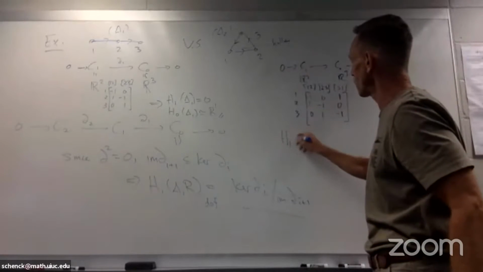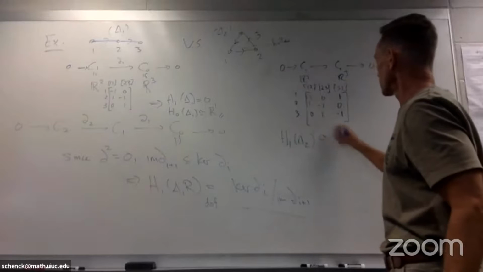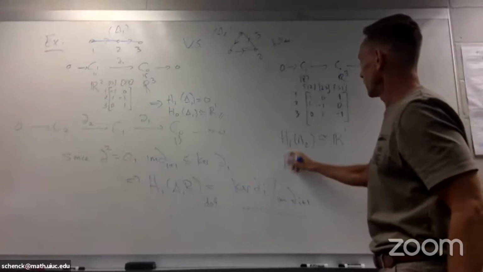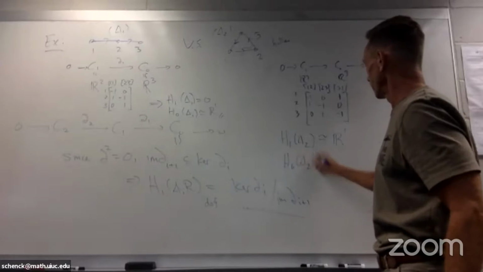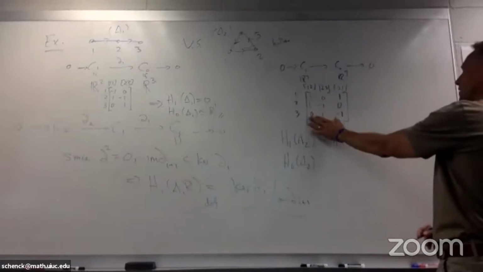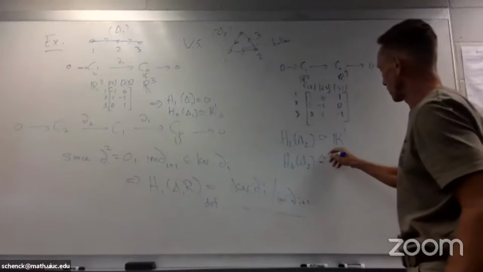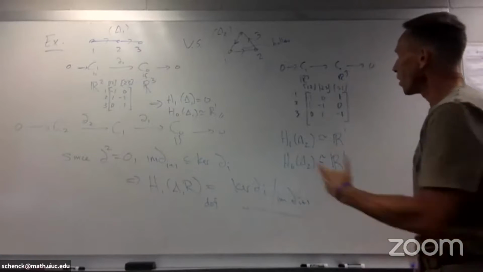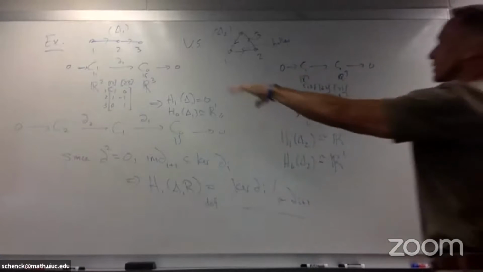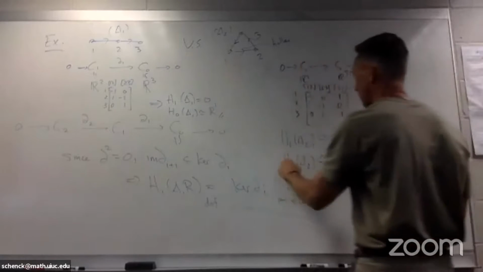So here the H1 of delta 2 is isomorphic to R1. And the H0 of delta 2, again, this map has rank 2. The kernel of this is 3-dimensional, and this is R1. So we already see that this distinction between this simplicial complex and this is plucked out by the homology.